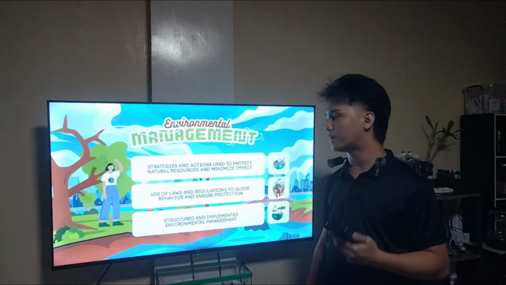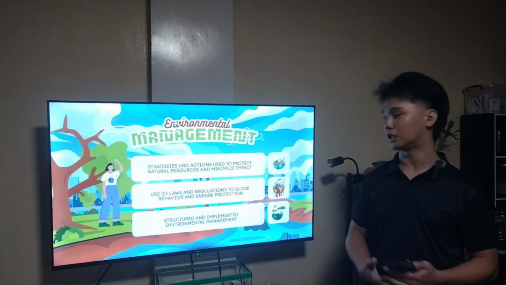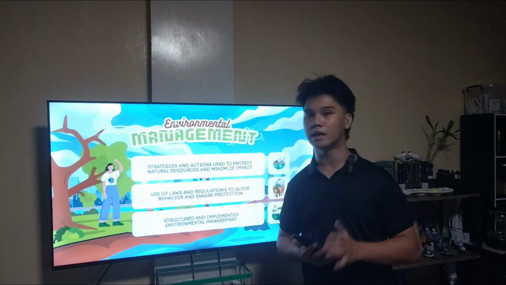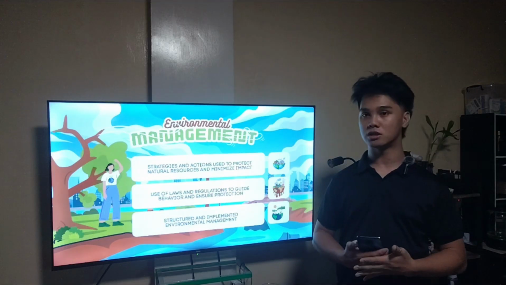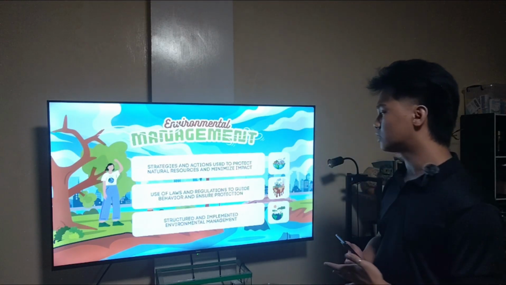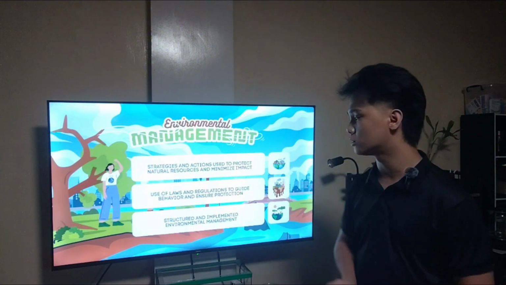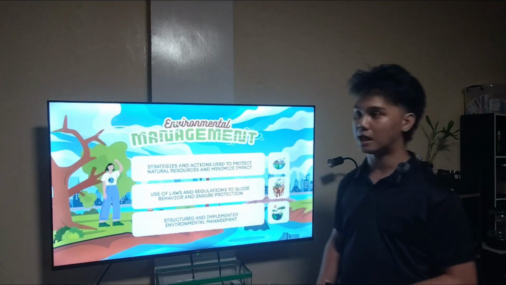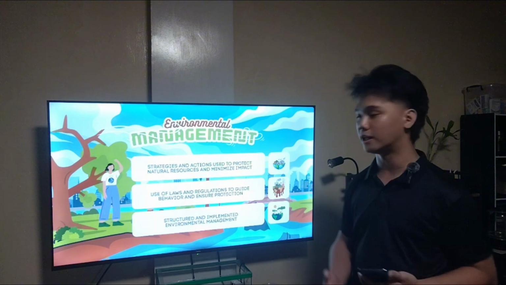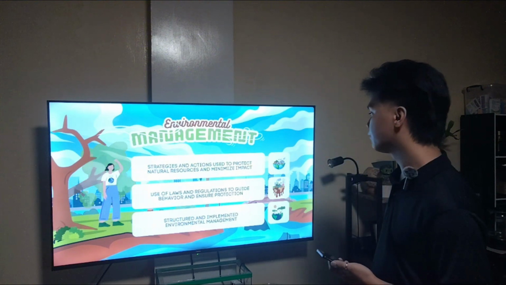So, tayong humans, para ma-manage to, we have to use laws and regulations to guide behavior and ensure protection. So, dito po mapasok yung mga batas na dapat sundin and yung mga violations naman and penalties when hindi mo sila sinunod. So, these are structured and implemented in environmental management. So, hindi to basta-basta ini-implement yung mga batas na to. They need to be structured, well-coordinated, and implemented para mapangalagaan at masabing effective sila.